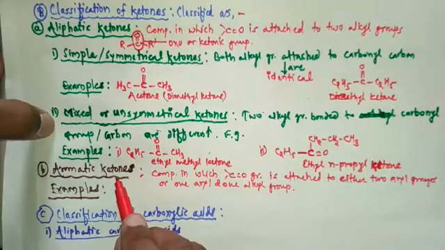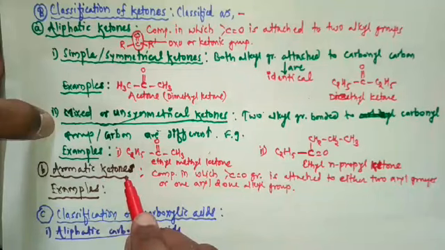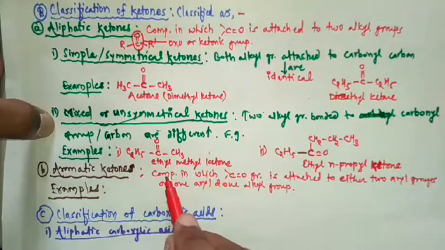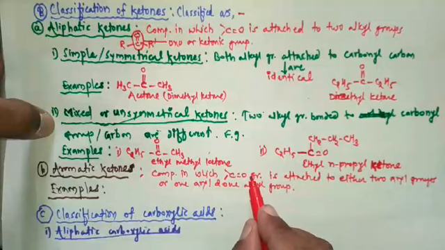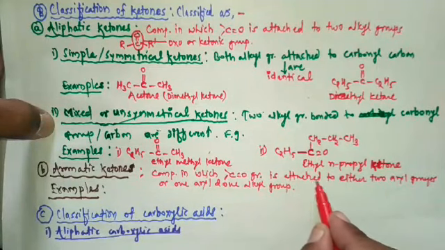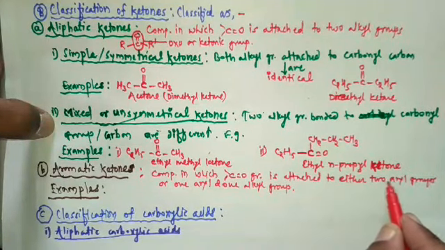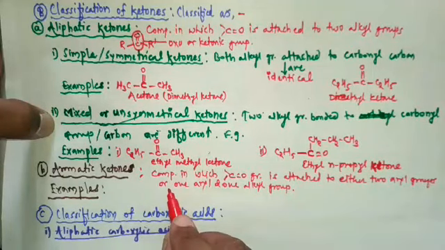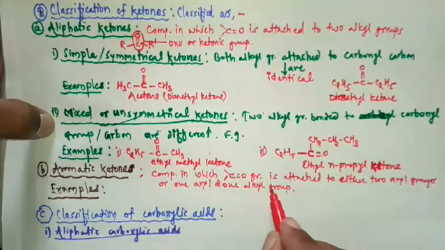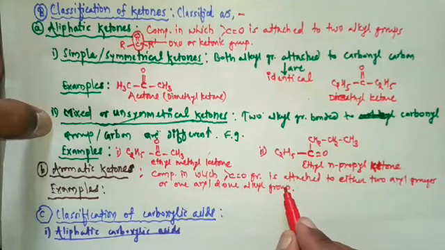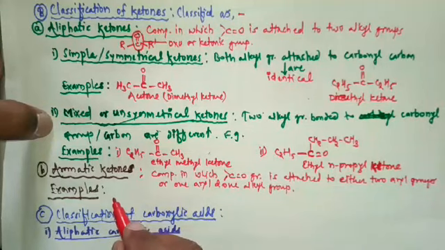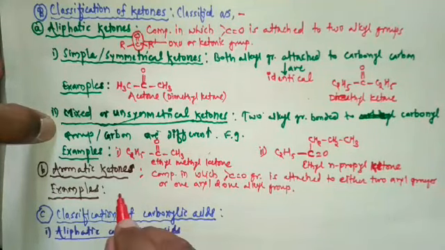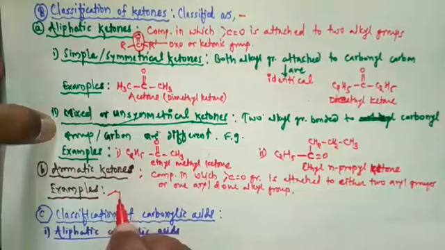Once again, I am going to repeat the definition of aromatic ketones. Aromatic ketones are compounds in which the carbonyl carbon or carbonyl group is attached to either two aryl groups or one aryl and one alkyl group. Let's study some examples. The first example is this one.